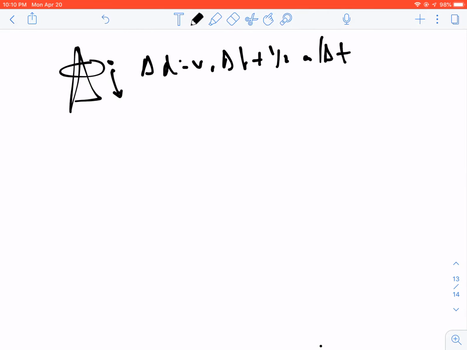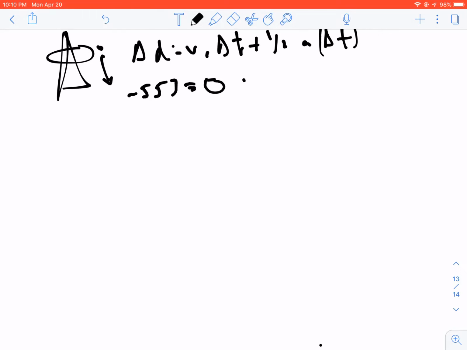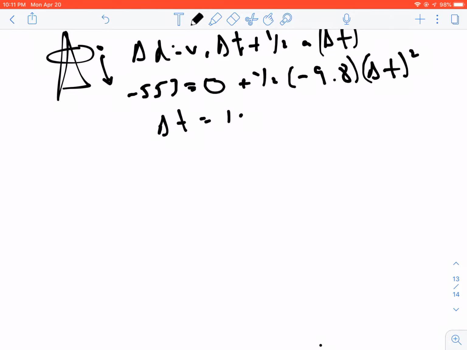I know my formula for accelerated motion here, and I know that it's going to fall 553 meters down. V1 was 0, plus 1/2 the acceleration, which is negative 9.8 on Earth, times delta t quantity squared. Okay, and the answer turns out to be, I think, around 10.5 seconds, if I remember correctly.